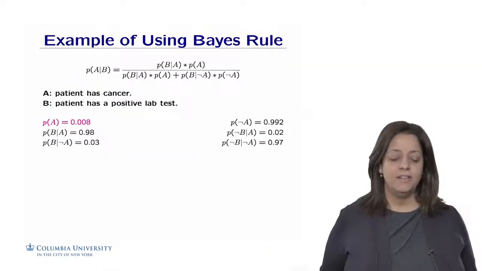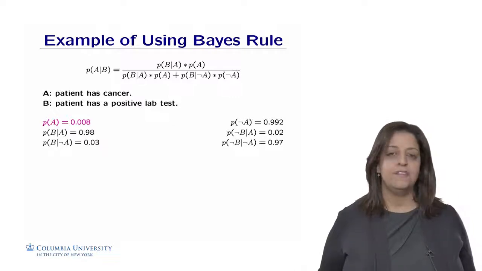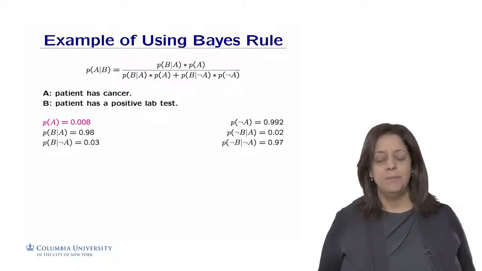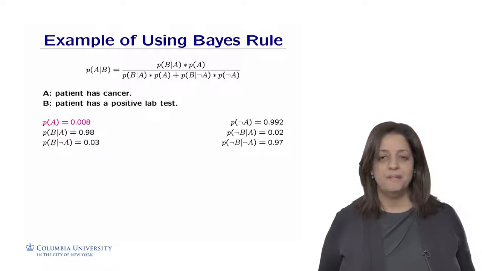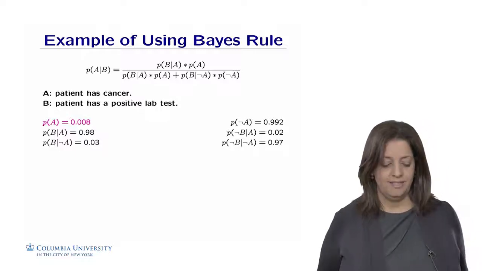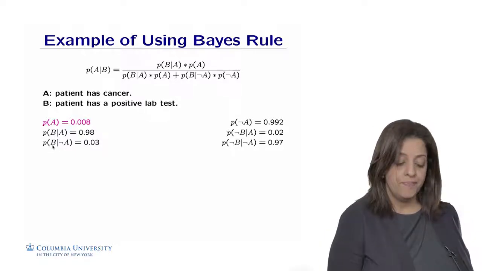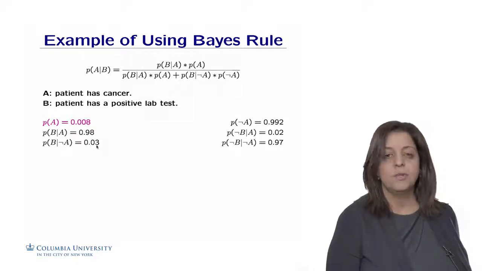Suppose we have another piece of information that tells us about the false positive, the probability of the lab test being positive, given that the patient did not have cancer. Those are the false positives. What the test is predicting is different from reality. So the probability of having a positive lab test, given that the patient didn't have cancer, is 0.03.